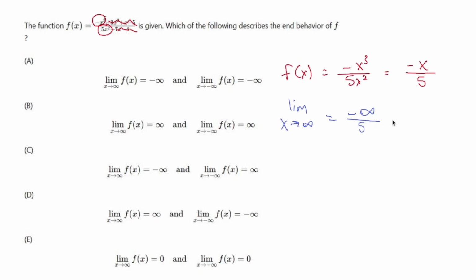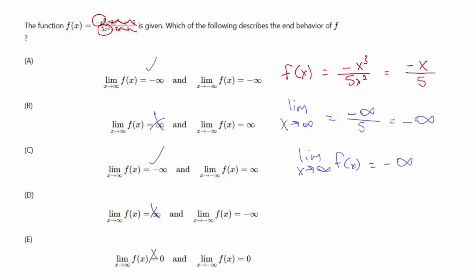Negative infinity divided by 5 is still negative infinity. So the limit as x approaches positive infinity of f of x is going to be negative infinity. So positive infinity goes to negative infinity, check, nope, check, nope, nope.